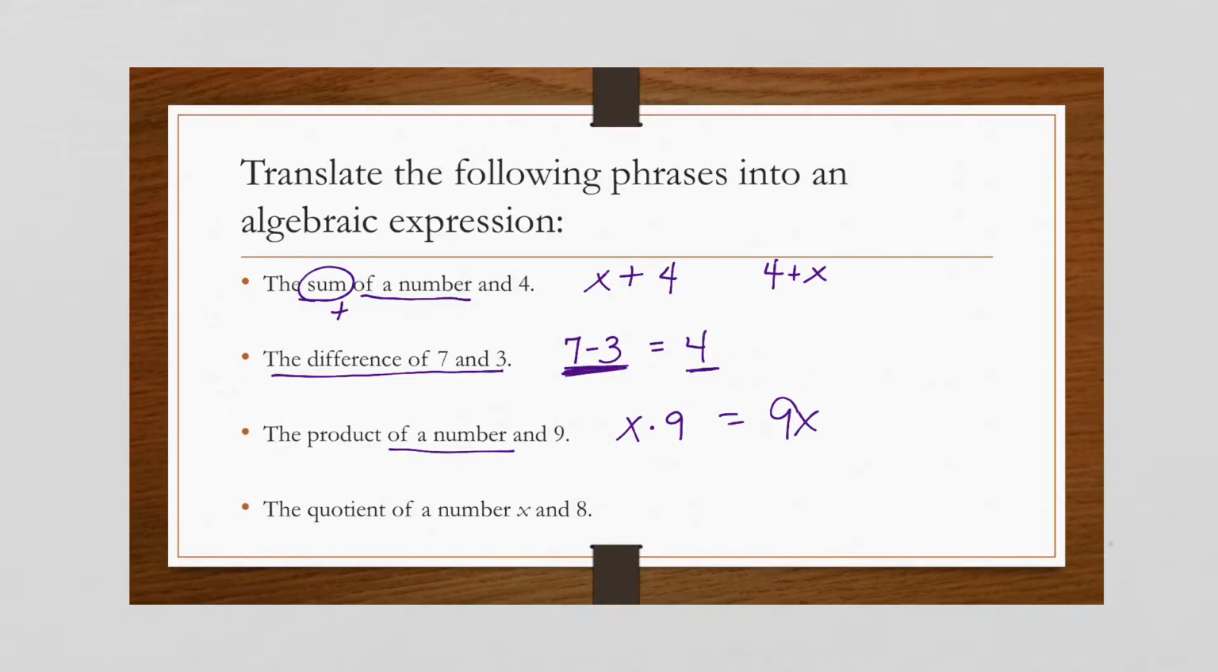All right, so this last one, the quotient of a number x and 8. Quotient means divide, so you could write it like this, or you could write it like this, and this is actually the way that I prefer. I like that the best.